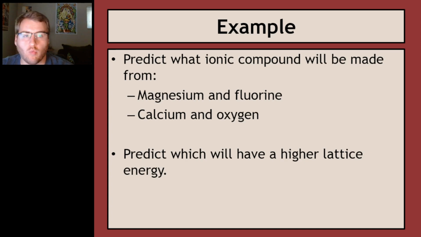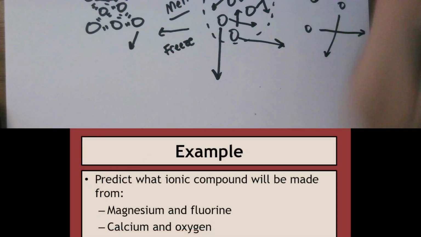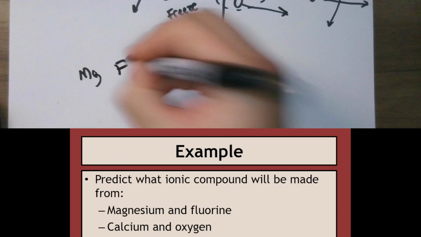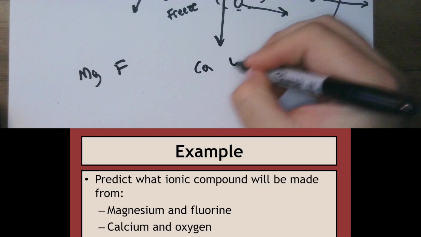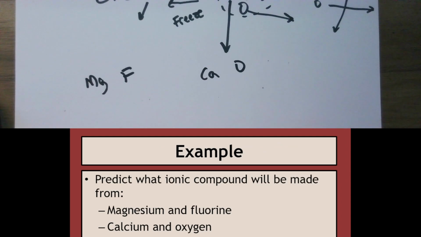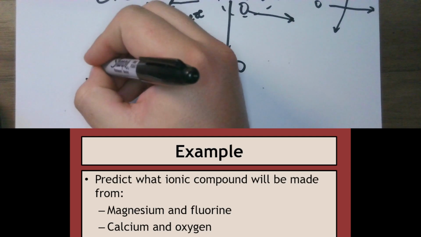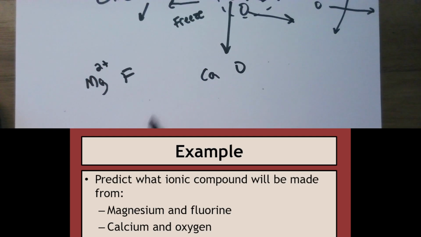Predict what ionic compound could be made from these two pairs, and then predict which one will have a higher lattice energy. So we have magnesium with fluorine, and calcium with oxygen. The first thing I need to do is find their charges. Magnesium is in that second column, right? So it has 2 valence electrons, or a 2+ charge. Fluorine needs 1 electron, so it has a 1- charge.